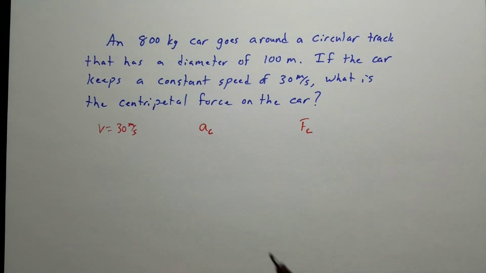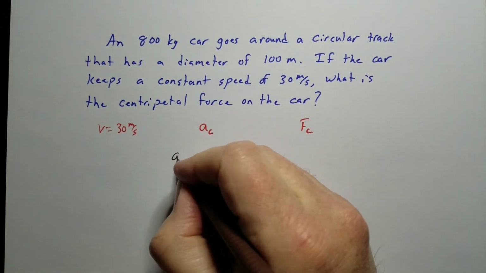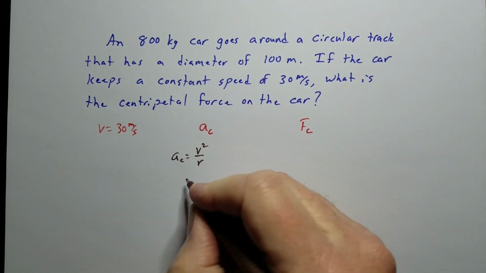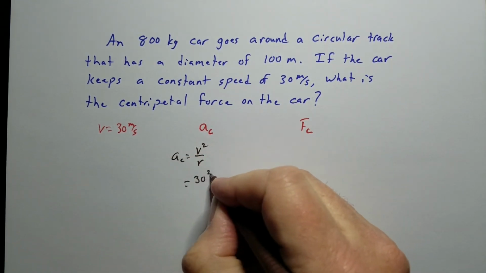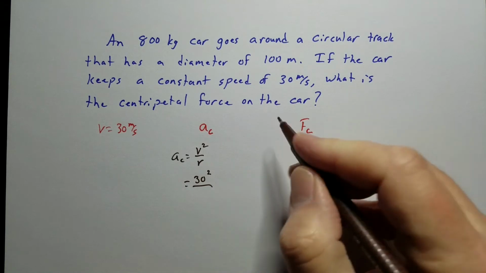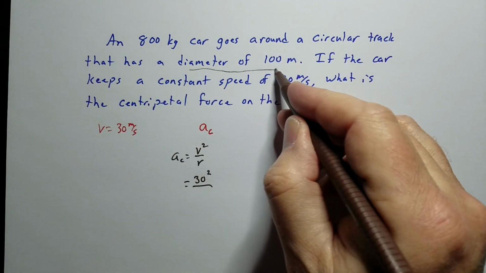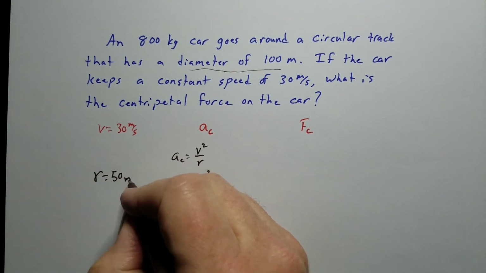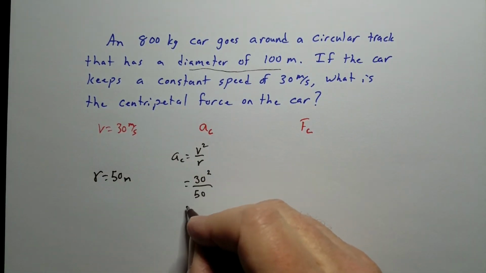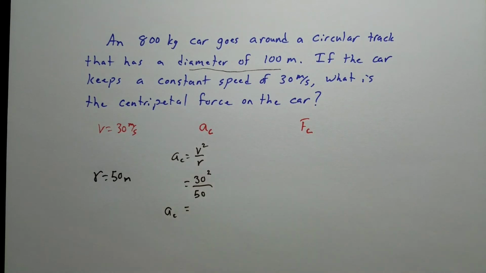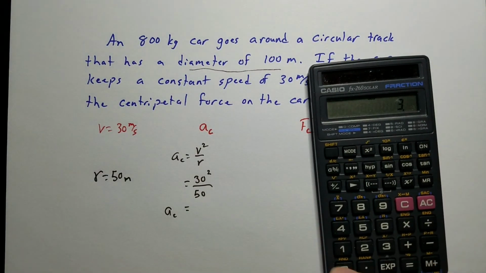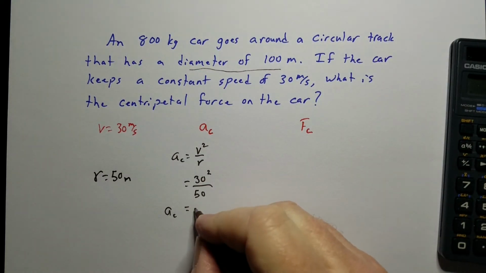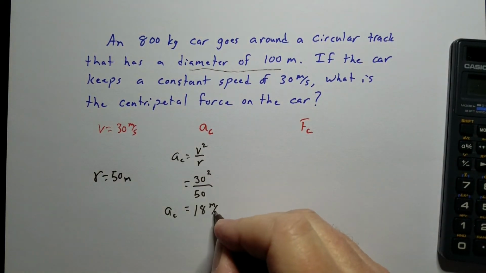Okay, so AC equals V squared over R, because we already know what V is. So that's 30 squared over R. Oh, watch out for this. I gave you the diameter, so the radius is going to be half that value, 50. So 30 squared divided by 50 gives me an acceleration of 18 meters per second squared.